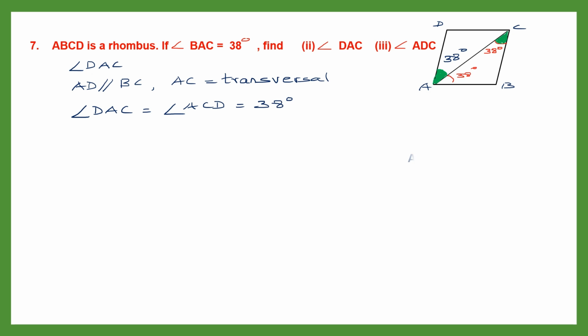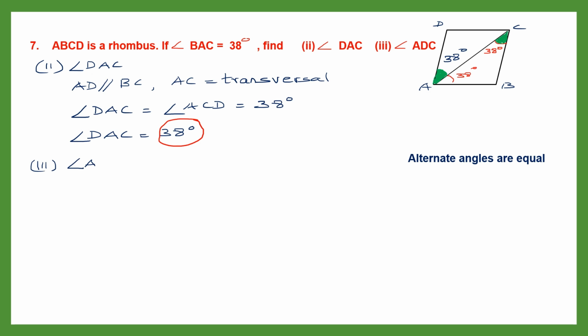And what is the reason? Alternate angles are equal. Because alternate angles are equal, these are equal. So we have found the value of angle DAC. Angle DAC is 38 degrees. This is the answer to the second question. Now the third question is angle ADC. We have to find the third one, and that is angle ADC.